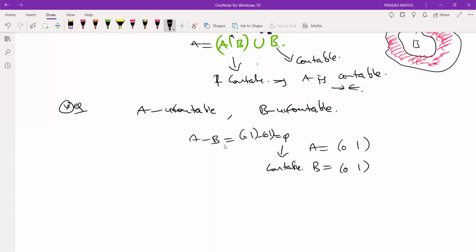Okay. Therefore, we cannot say that actually A minus B is countable or uncountable. We cannot say like that. Yes or no? It may be countable, it may be uncountable. I don't know, right? Suppose you take this example.